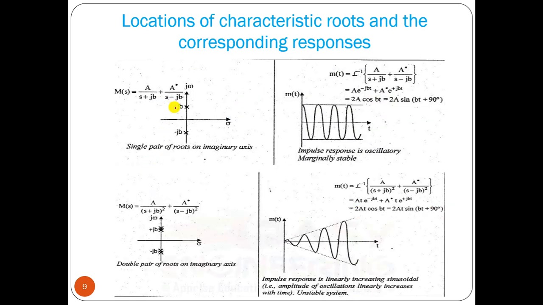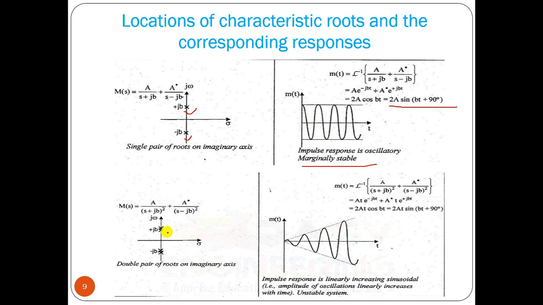Now, if we have complex poles on the imaginary axis, that means the real part equals 0, the transfer function is A divided by (s plus jb) plus A star divided by (s minus jb). If you take the Laplace inverse of that term, what you will get is 2A sin(bt plus 90). Now this is only a sine function, so it will be completely oscillatory in nature. So that is called a marginally stable system.